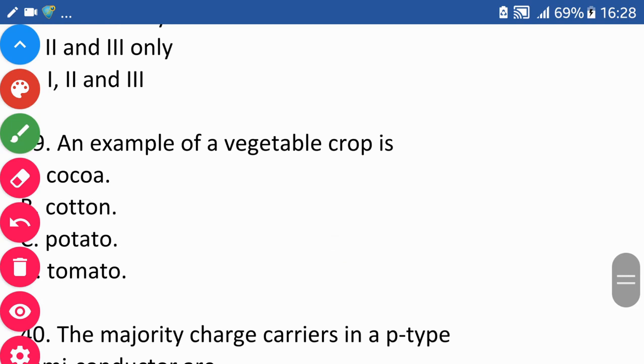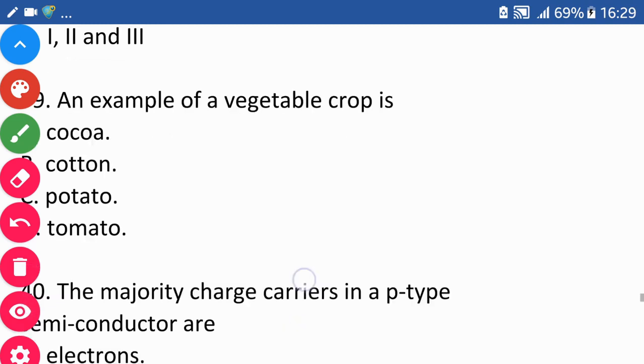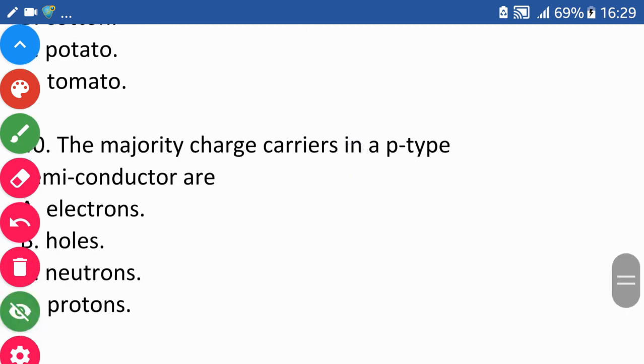39. An example of vegetable crop is tomato. Now, potato is a vegetable according to nutritionists because it's able to provide nutrients as vegetables are, but for the sake of BECE, let's just choose tomato. You can do your own research to find out. Question 40. Majority charge carriers in the p-type are holes.